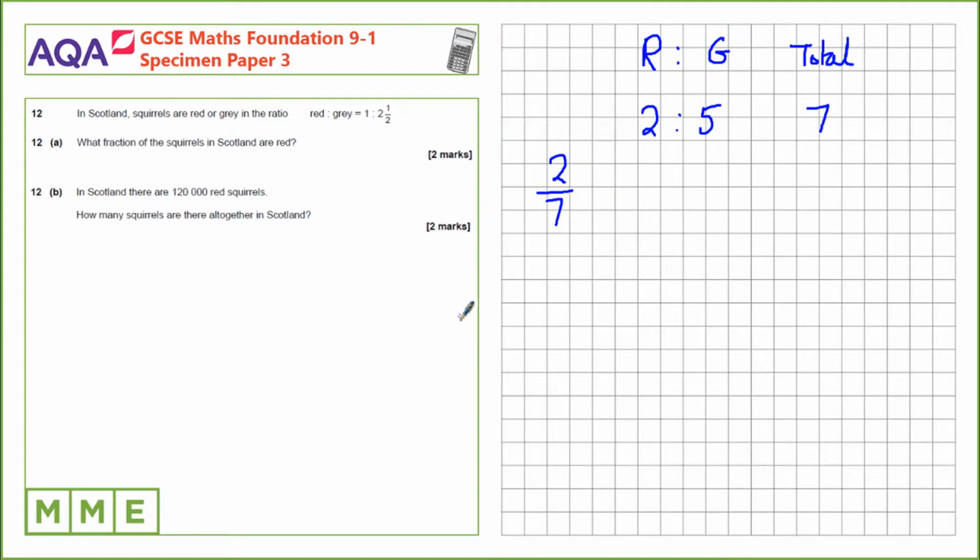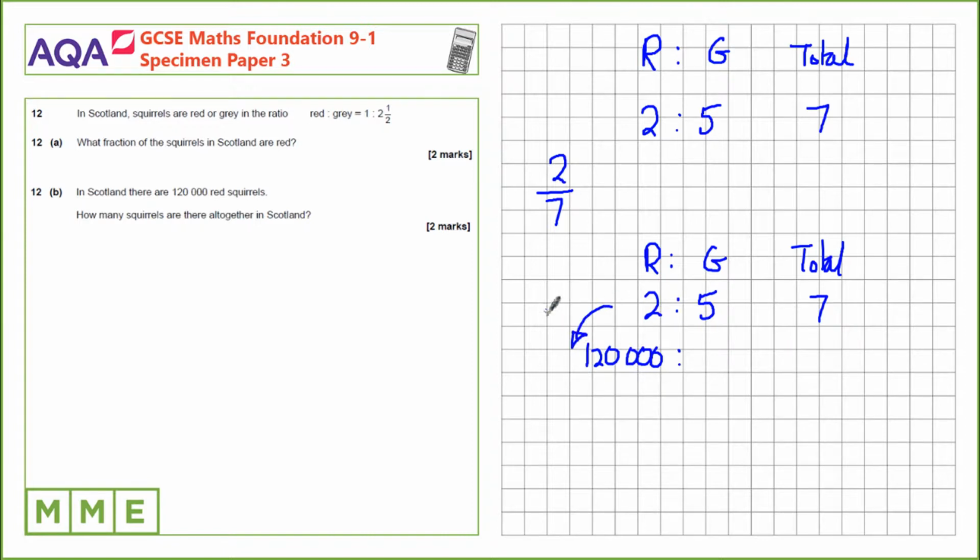In Scotland, there are 120,000 red squirrels. How many squirrels are there altogether in Scotland? Take our ratio again, red to green, and the total. That's 2 to 5. And we're told there are 120,000 red squirrels. And we need to know the total.